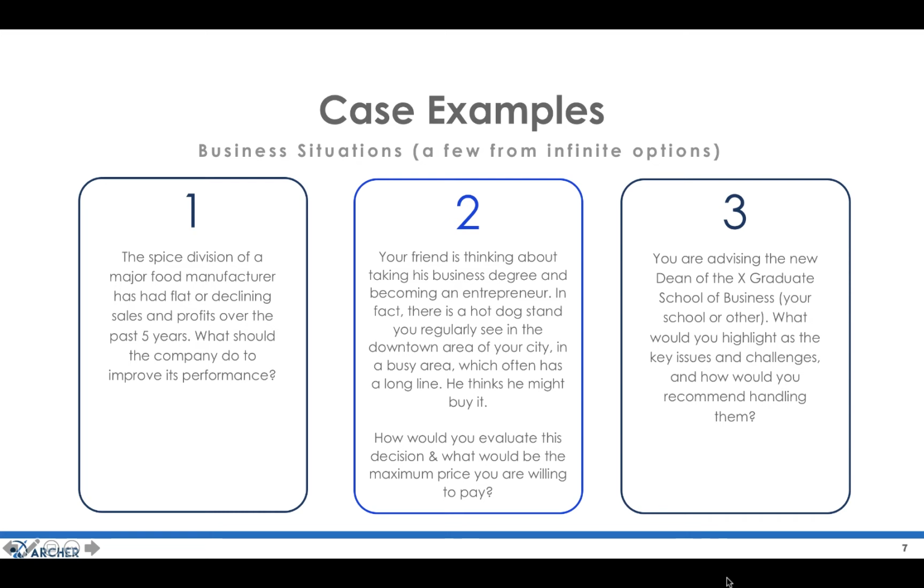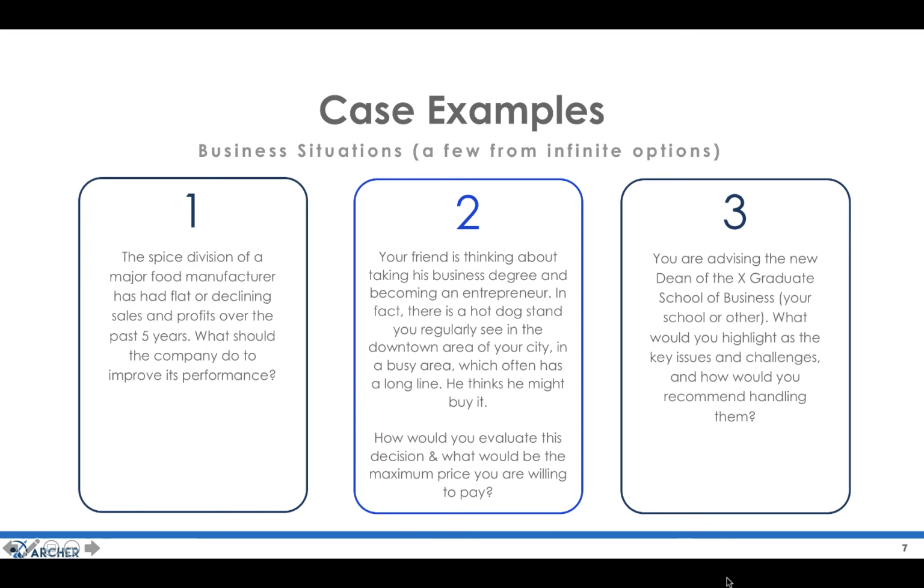A second example, you have a friend who is a business person but wants to become an entrepreneur. They found a hot dog stand in the downtown area of your city. It's often very busy, it has a long line, and your friend is thinking about buying it. How would you help evaluate this decision? What might be the maximum price that you're willing to pay?